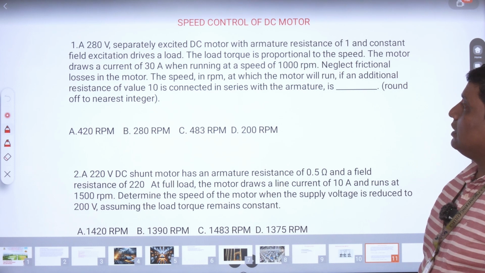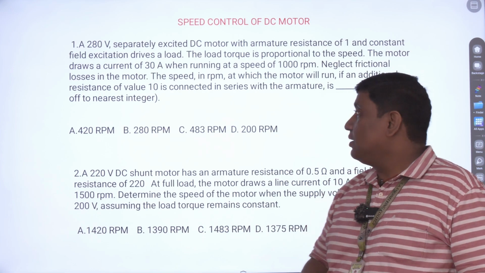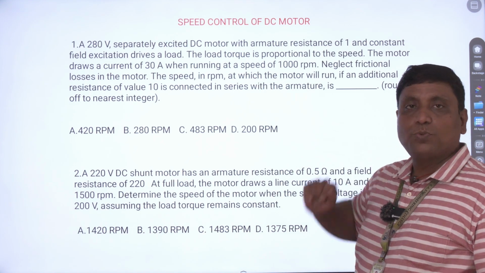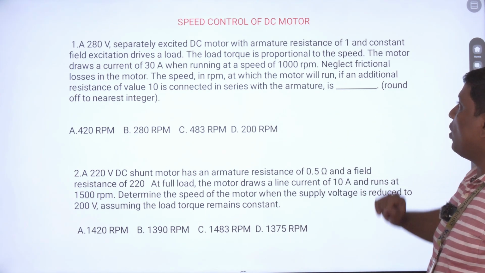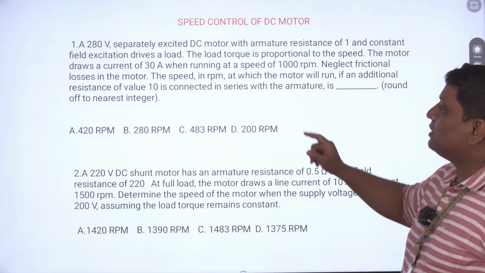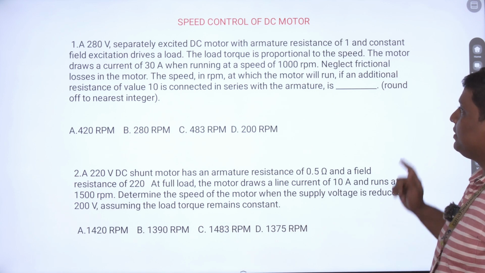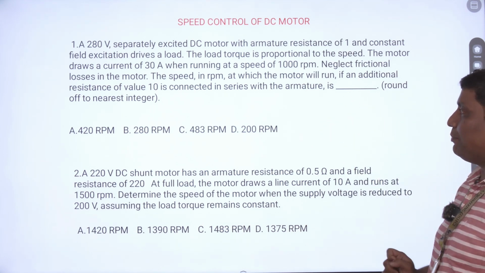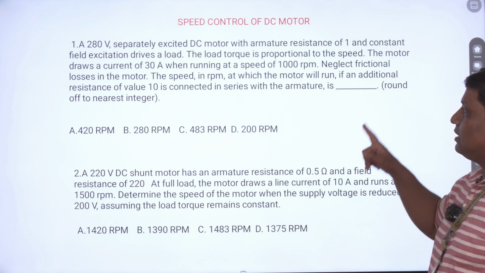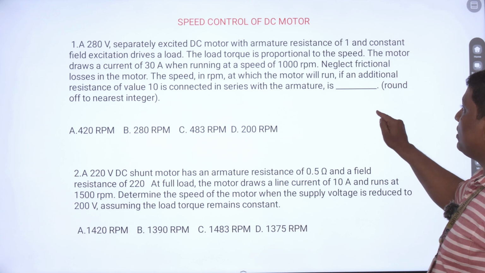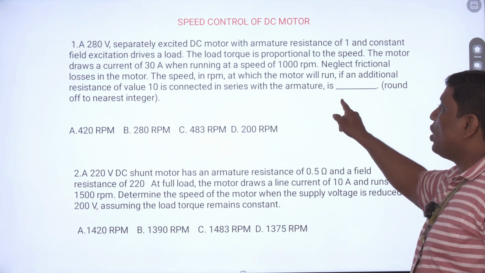The first one, this is a previous GATE question paper. I picked one problem, and now we discuss it. A 280 volt separately excited DC motor with armature resistance of 1 ohm and constant field excitation drives a load. The load torque is proportional to the speed. The motor draws a current of 30 ampere when running at a speed of 1000 rpm. Neglect frictional losses in the motor. The speed in rpm at which the motor will run if an additional resistance of value 10 ohm is connected in series with the armature is.